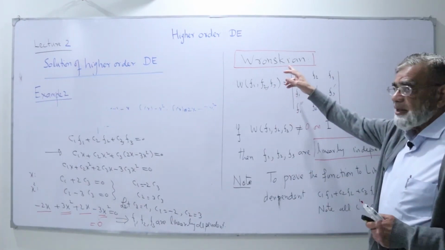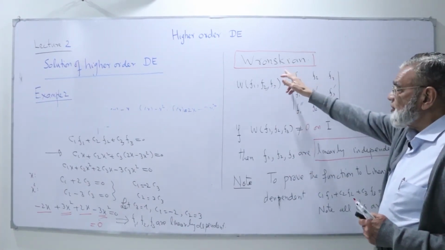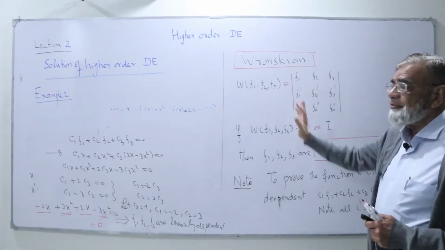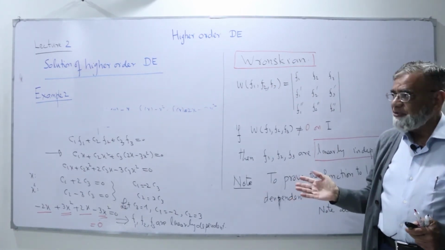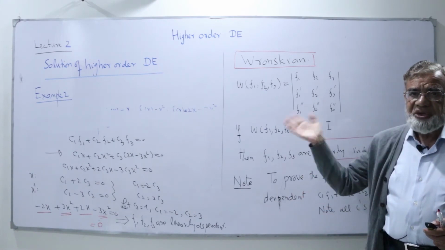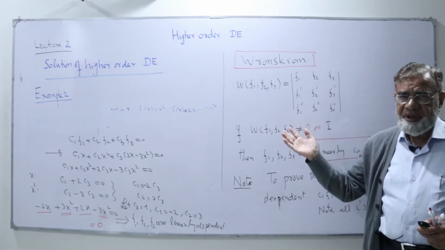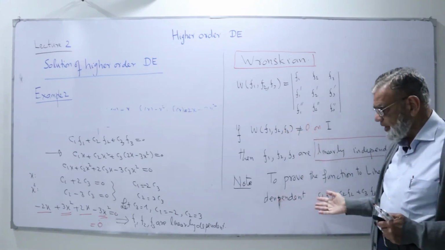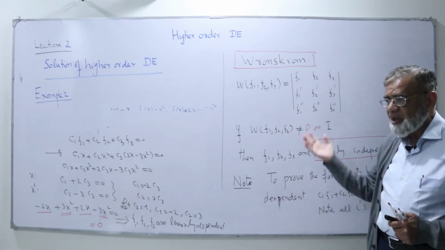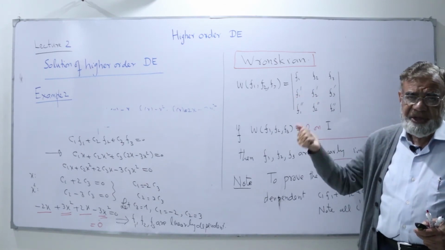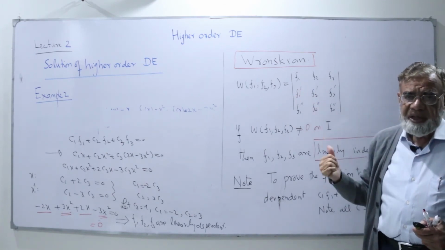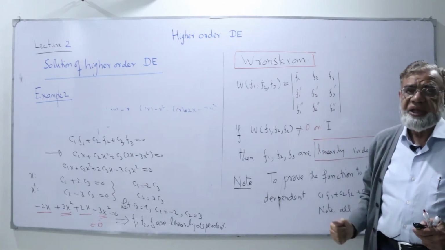We apply the Wronskian only when these f1, f2, f3 are solutions of a differential equation. This is not for general functions. For functions, we use the old one, where we take the linear combination equal to 0. That's why for linear dependence, we take this one. For linear independence, if f1, f2, f3 are solutions of the differential equation, then we calculate the Wronskian to check that they are linearly independent.